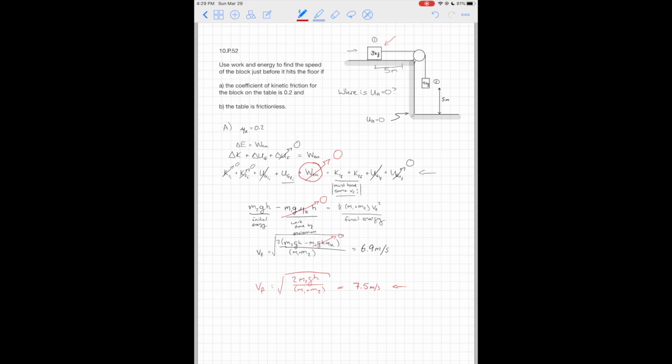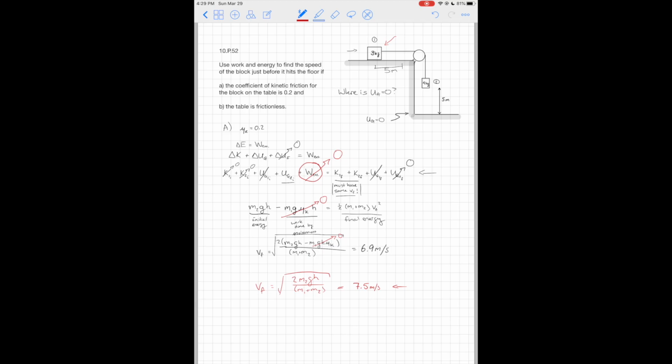I've converted all of my potential energy in block 2 into kinetic energy for the entire system. Notice that both of these blocks are moving, so both of them have kinetic energy. We can't just focus on block 2. We have to consider block 1 moving as well. Otherwise, we won't come up with the correct expression here.